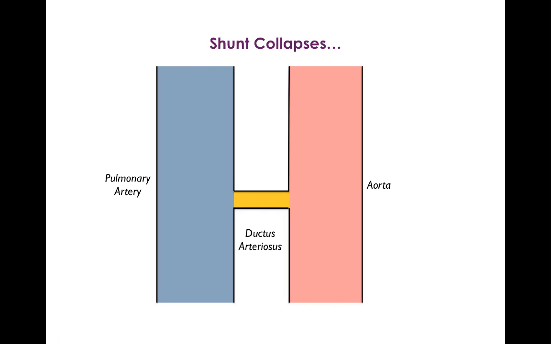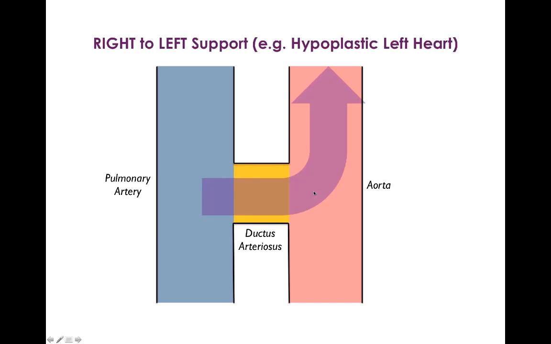And then let's say the shunt collapses. Then what happens is you get collapse of pulmonary blood flow. There isn't sufficient blood going through the pulmonary circulation. And then what happens is there's incomplete oxygenation of the blood, leading to cyanosis.